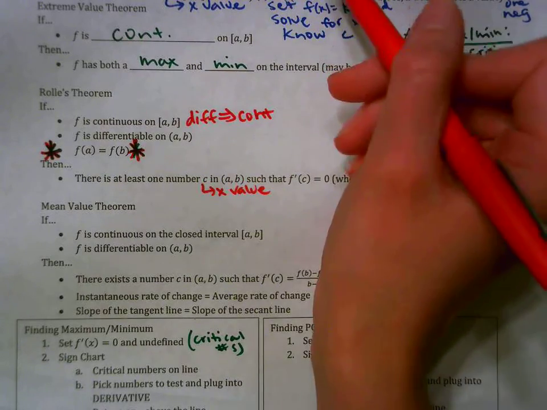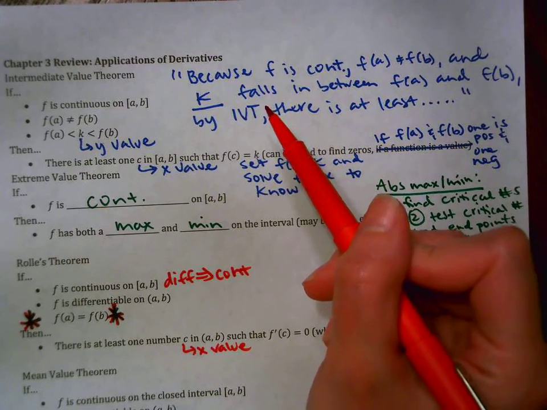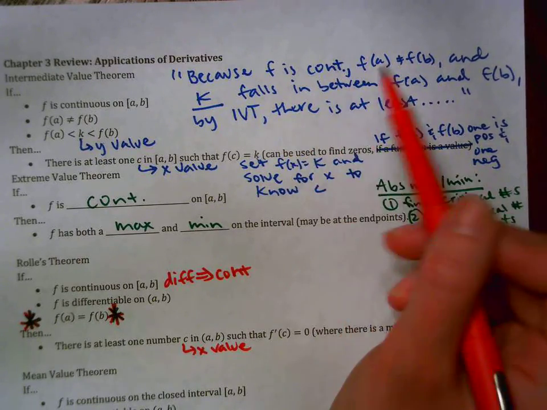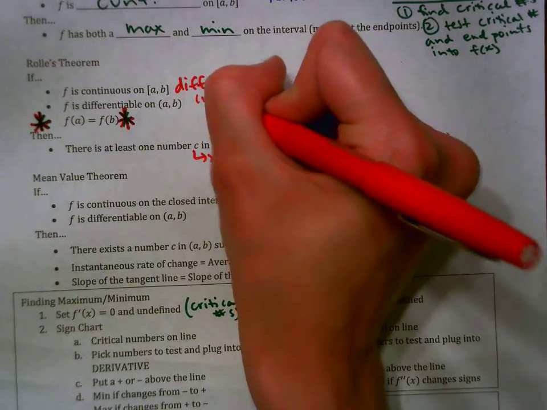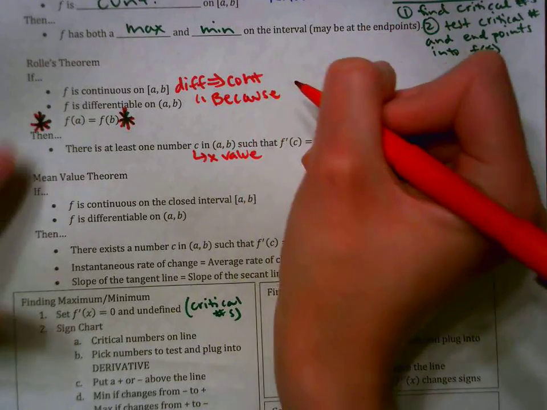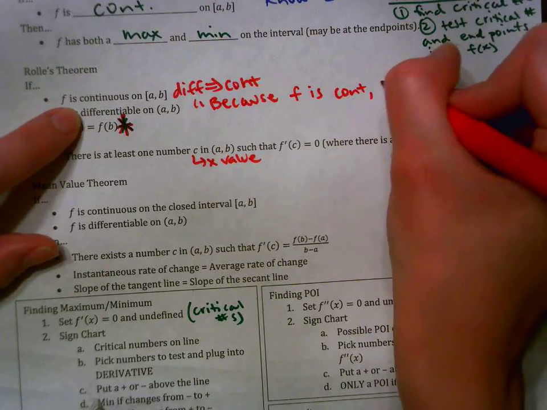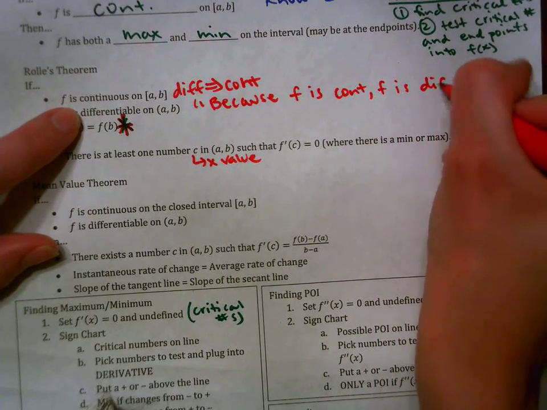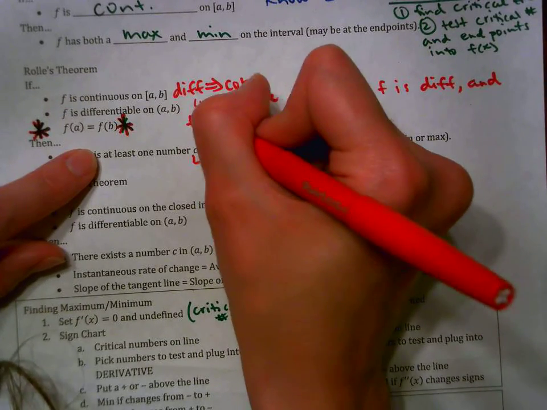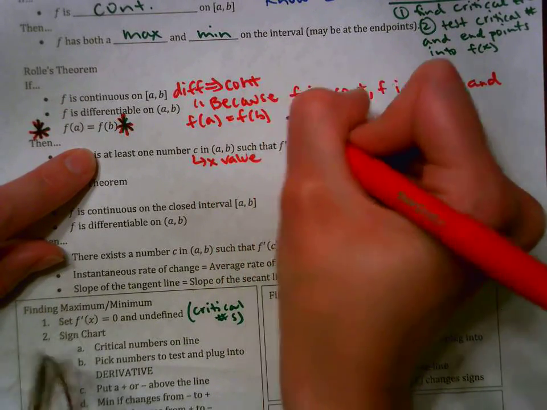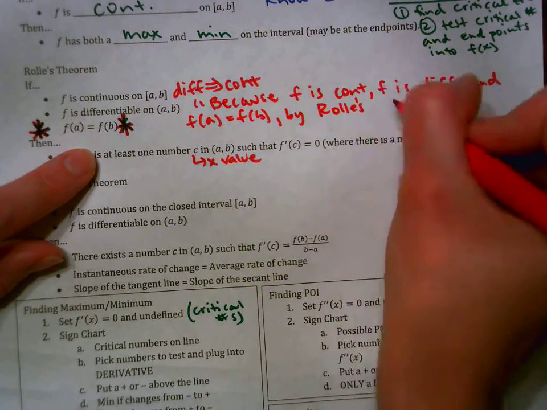So again, the setup you would use if it was just asking, is there some c in a, b such that f prime equals 0, you would do this same setup. We'll write it out again, but for Rolle's. So how you start is you say because, and now you write your conditions. F is continuous, f is differentiable, and f of a equals f of b, comma, by Rolle's theorem.